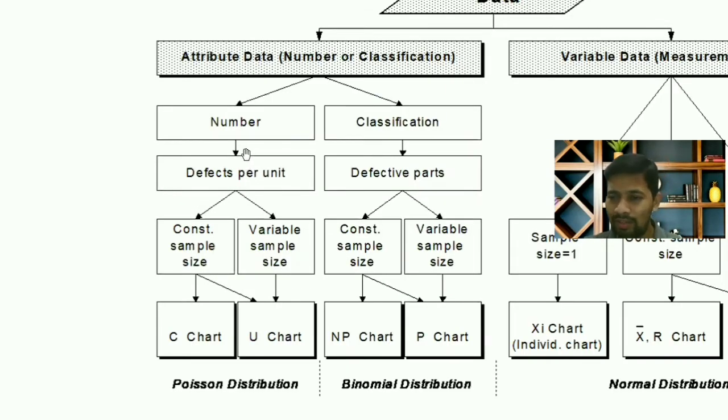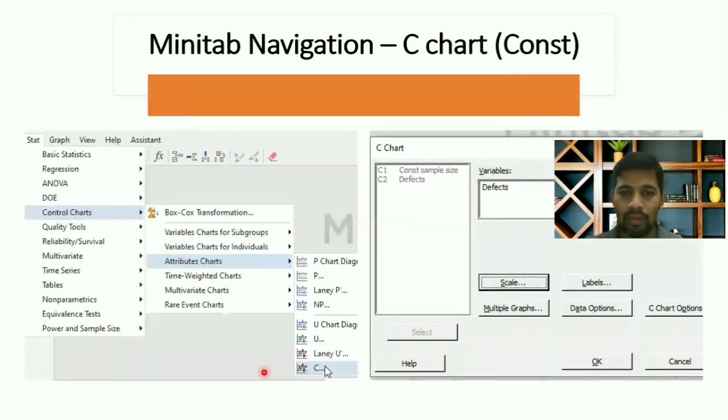On the other side, you have attribute data. In attribute data, we have two words: defects and defectives. For defects, we can use the C chart and U chart. More specifically, with a constant sample size you use the C chart, and with a variable sample size you use the U chart. For defectives, the same goes: the NP and P charts can be used. With a constant sample size you use NP, and with a variable sample size you use the P chart. The NP and P charts use the binomial distribution, and the C and U charts use the Poisson distribution.